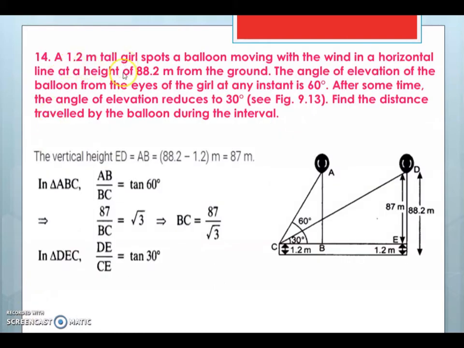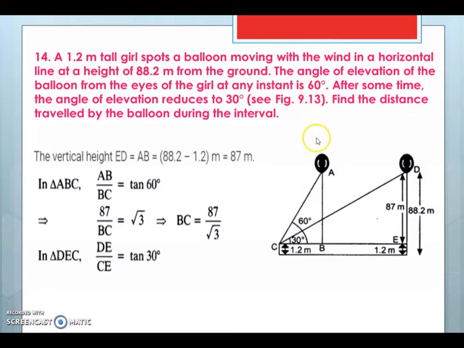Okay, a 1.2 meter tall girl spots a balloon moving with the wind in a horizontal line at a height of 88.2 meters from the ground. So the height of the girl is given as 1.2 meters and she is spotting a balloon at a height of 88.2 meters from the ground. The angle of elevation is given as 60 degrees at that instant.